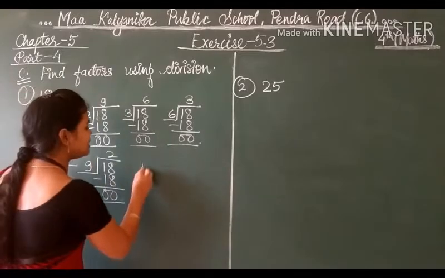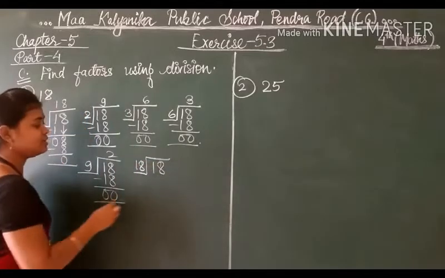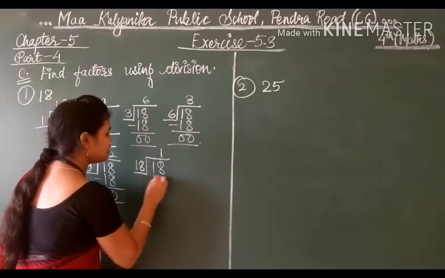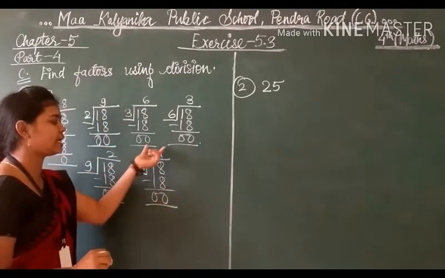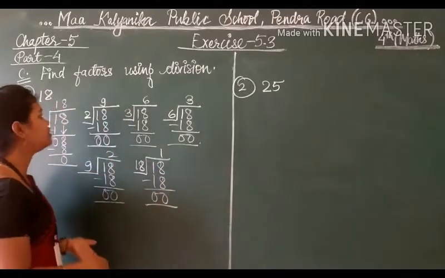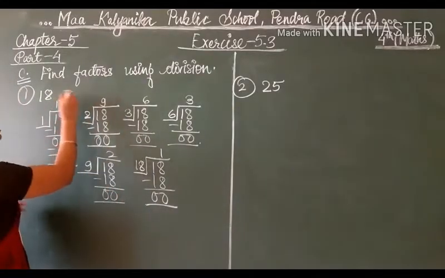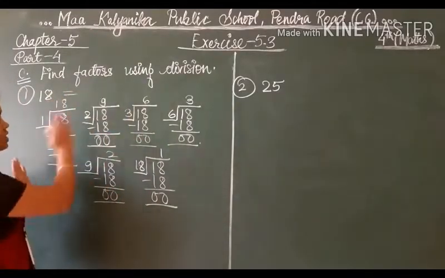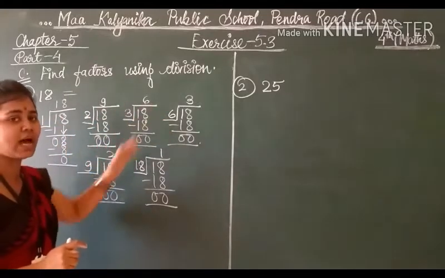Now next number, we are taking 18 divided by 18. So 18 ones are 18. Now 0 is the remainder, means 18 is also exactly dividing 18 by itself. Now students, out of this, now we have to write the factors. So find the factors using division. This is the division method. Divisors are the factors here.